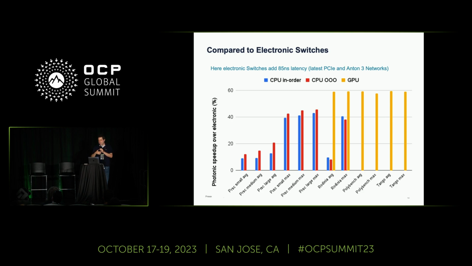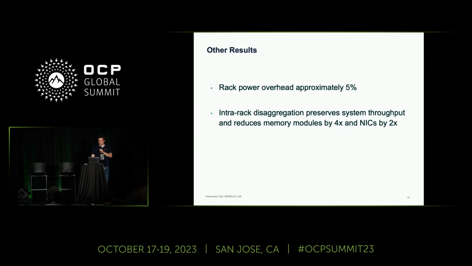Of course, there's correlation here with the cache miss rates and so on. I'm not going to go into that. Also, a couple of smaller notes. The approximate power overhead of the extra photonic hardware that we added to the rack is about 5%. So small, but measurable.